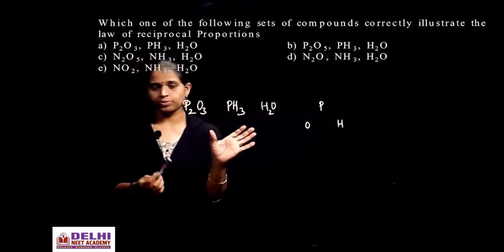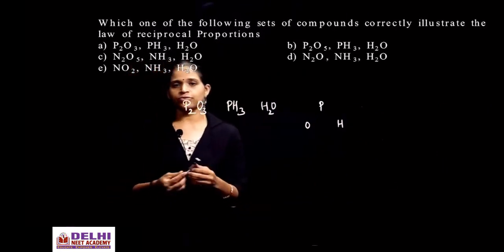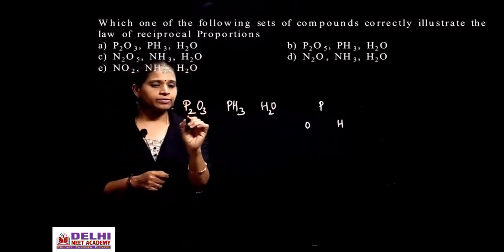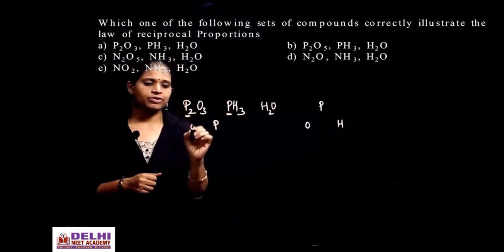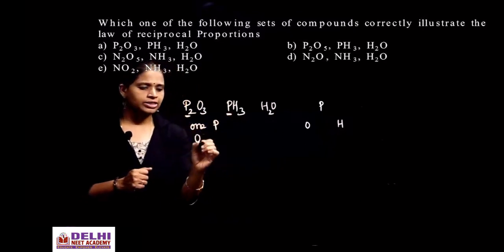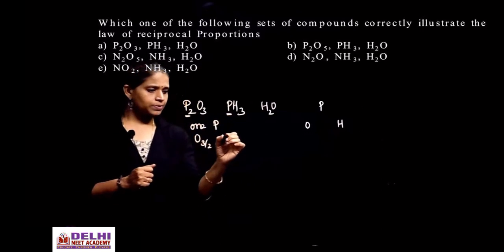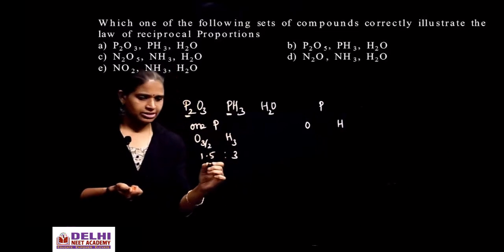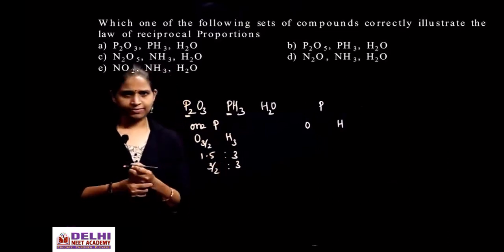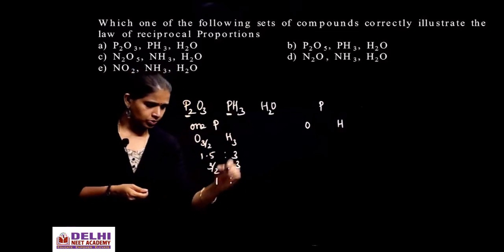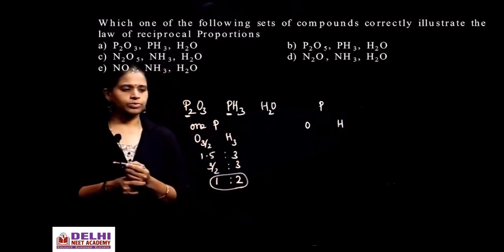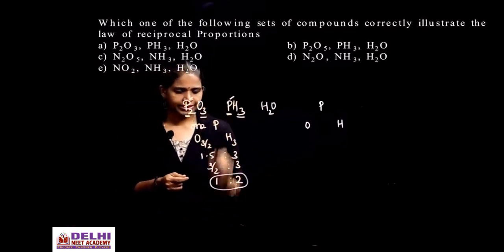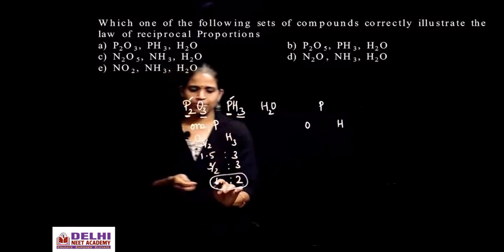Let me illustrate with the first option so that the second, third, fourth and fifth become easy for you to understand and you can do them by yourself. Let me take the fixed element as phosphorus, which means for one atom of phosphorus, I have oxygen 3/2, and for phosphorus and hydrogen it is 3. Which means they are in the ratio 1.5:3, or just 3/2 and 3 itself. So the ratio will be 1:2. For a fixed mass of one element, the other two elements are in a simple integral ratio, 1:2.